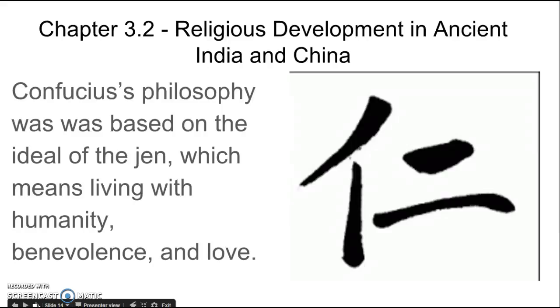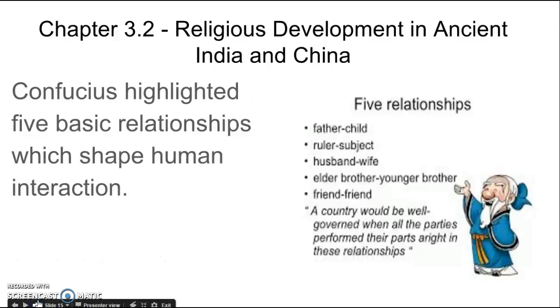Confucius's philosophy was based on the ideal of the Zen, which means living with humility, benevolence, and love. Next slide. Confucius highlighted 5 basic relationships which shape human interaction. Those relationships are father-child, ruler-subject, husband-wife, elder brother, younger brother, friend to friend. And his quote is, "A country would be well governed when all the parties perform their parts aright in these relationships." Next slide.